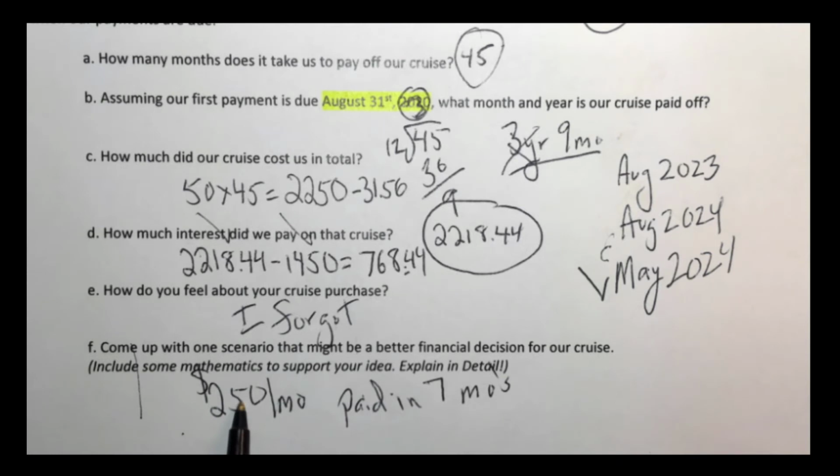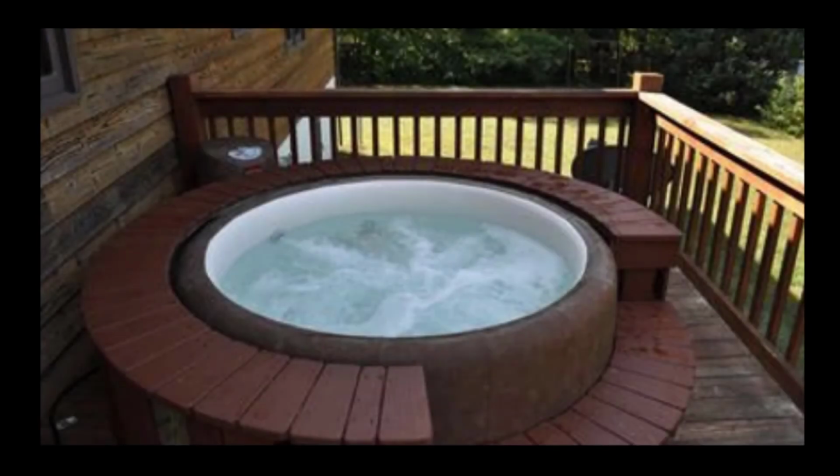And I could write that there: make $250 a month payments, it would be paid off in 7 months. That would be a better plan. You're still gonna pay some interest, but certainly a lot less. Well, isn't that lovely? But now we gotta figure out how to pay for it.